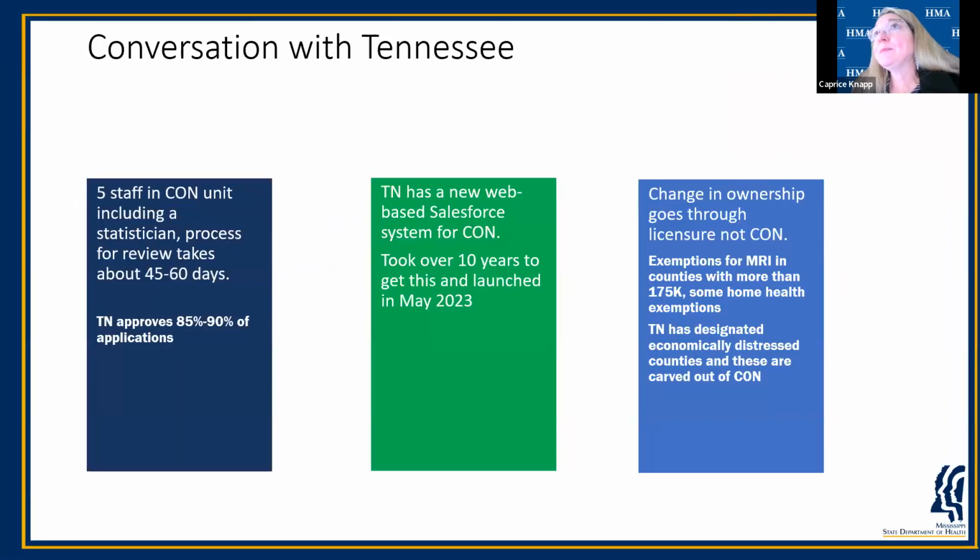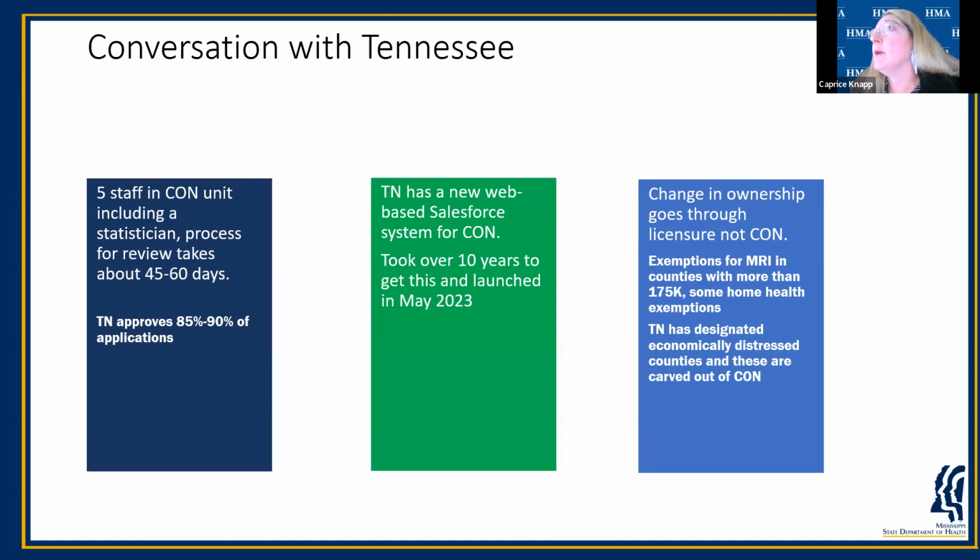Next slide. When we talk to them on the phone, they have a pretty small staff, 5 staff. They have a large number of applications. They get through those in about 45 to 60 days. They have a high approval rating for those. Again, change in ownership goes through licensure and not certificate of need. And then in that blue box, they have some really interesting exemptions.